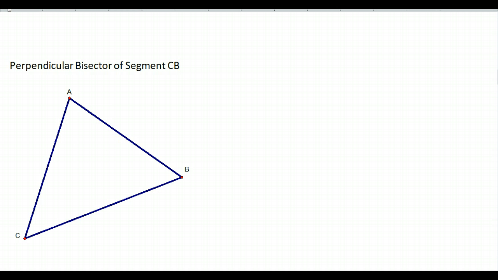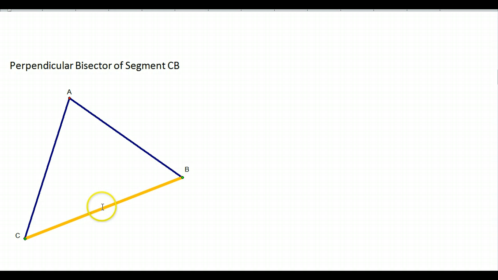Okay, so that means focus on segment CB with me for a minute. Here is segment CB in orange. If I want to make the perpendicular bisector of segment CB, I need a line that is going to be 90 degrees to this, that's perpendicular, and it has to cut it exactly in half, and then that would make it a bisector.